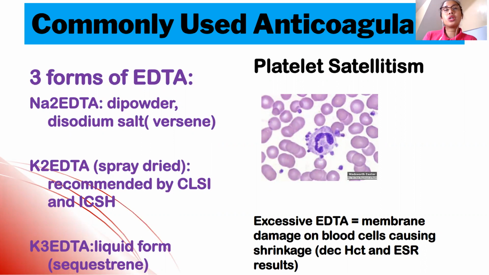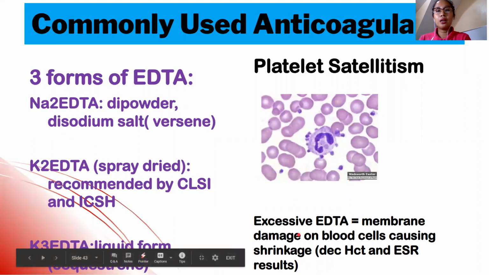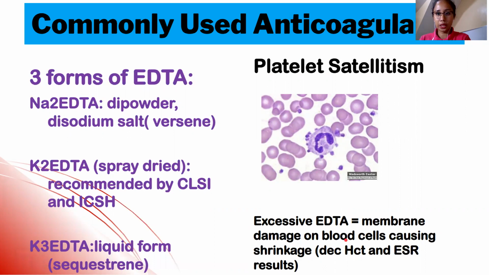We also have your EDTA is prone to have platelet satellitism. Yan. So, ang effect nito class, it could decrease the number of platelet. So, ito yung isang disadvantage ng EDTA. It causes the platelet to surround a WBC. And its effect is decreased platelet count. Yan. Excessive EDTA will damage your blood cells causing shrinkage.